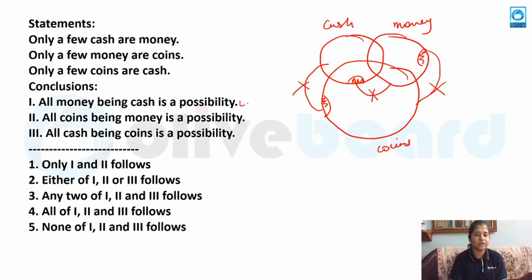Now, if you have a look, all these are given in possibility. So, yes, all money can go inside cash, all coins can go inside money, and also all cash can go inside coins, right? So, everything is possible here. That is why all of them are true here, right? So, all follow would be the right answer.